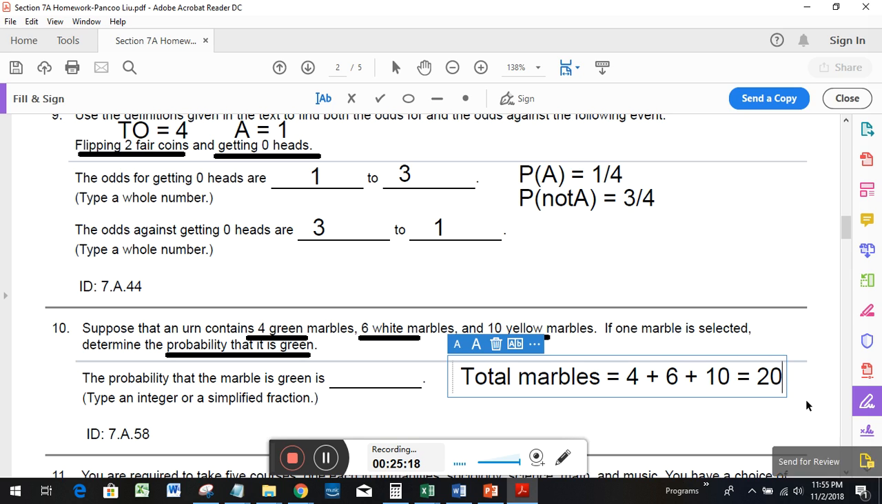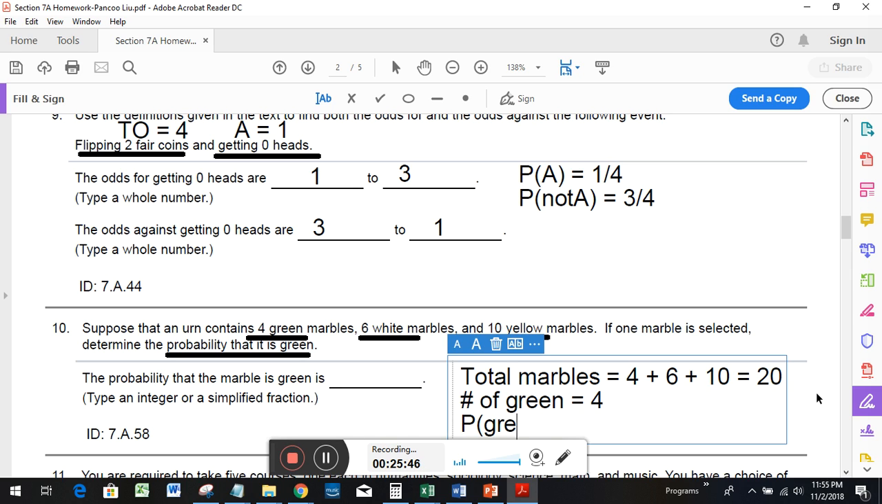Now, in this case here, we are not using the multiplication principle. So we are not multiplying. The reason why we are not multiplying is because we are not looking for combinations. We are just counting the marbles. So we don't need to use the multiplication principle. In this case here, we have a total of 20 marbles, and the number of green marbles is 4. So our probability of getting a green marble will be 4 out of 20.